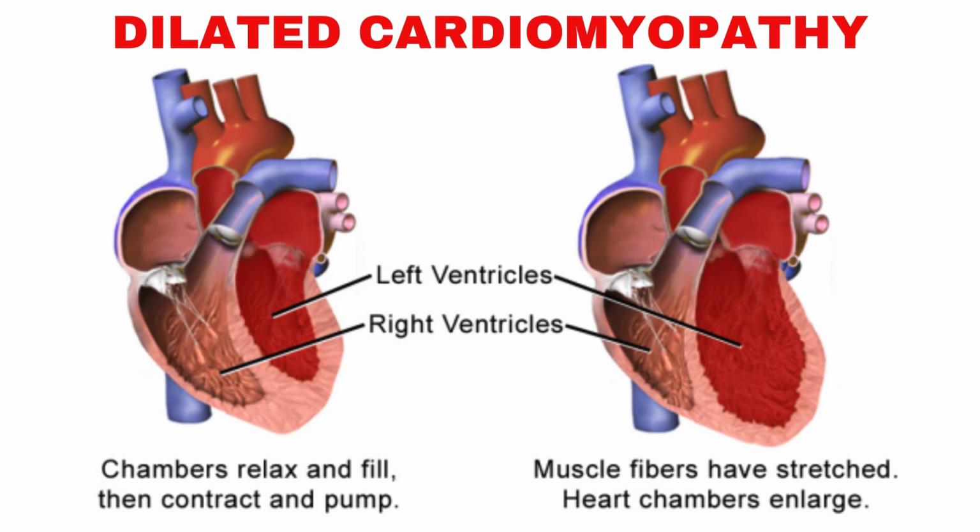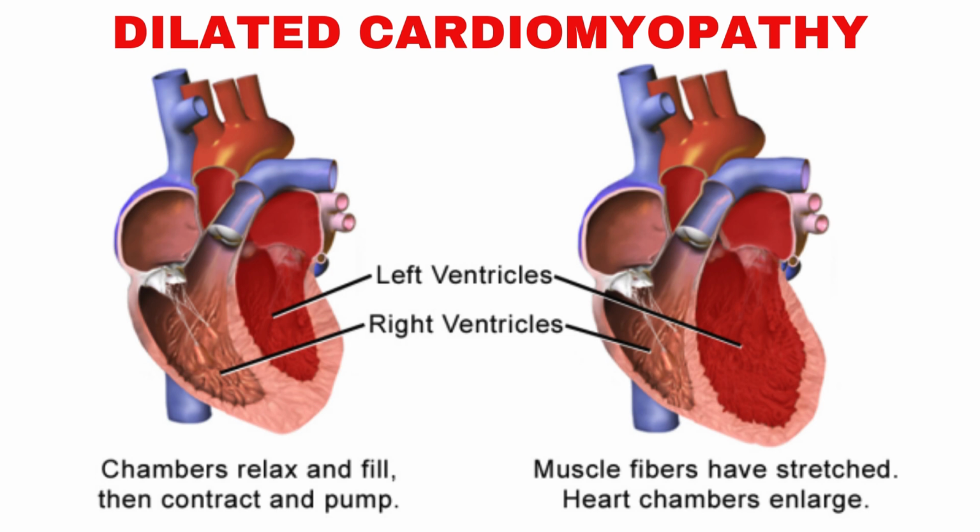First, we will see dilated cardiomyopathy. Dilated cardiomyopathy is the most common form of cardiomyopathy with an incidence of 5 to 8 cases per 100,000 people per year. It causes heart failure in 20 to 45% of cases. Dilated cardiomyopathy is a primary myocardial disorder with genetic or acute origins.